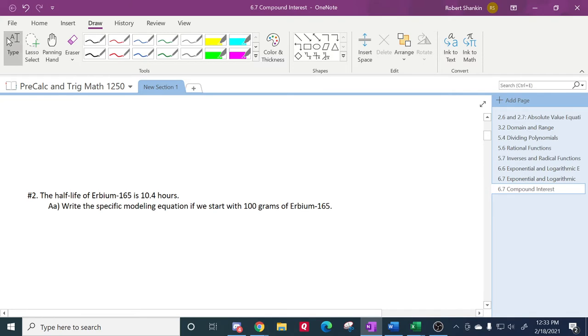The half-life of erbium-165 is 10.4 hours. You're going to start with the general modeling equation, and you're going to turn it into the specific modeling equation by getting all the constants you can if we start with 100 grams of erbium-165. So let me give you a minute here.